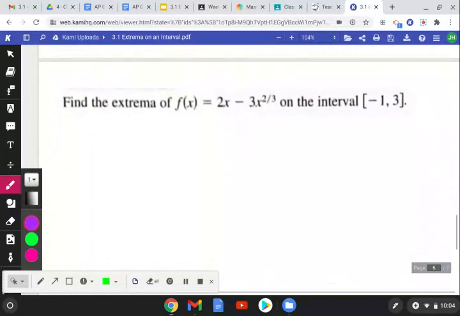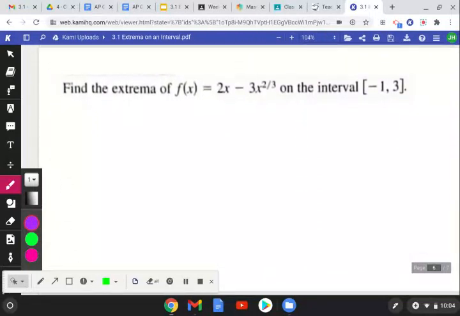All right, find the extrema of f of x equals 2x minus 3x to the 2/3. So same thing. We're going to find our critical numbers. So we're going to look at f prime of x first. The derivative of 2x is just 2. The derivative of 3x to the 2/3: you're going to multiply 3 times 2/3, leaving you with just 2, times x to the 2/3 minus 1, which is -1/3. And so we have this as our derivative.